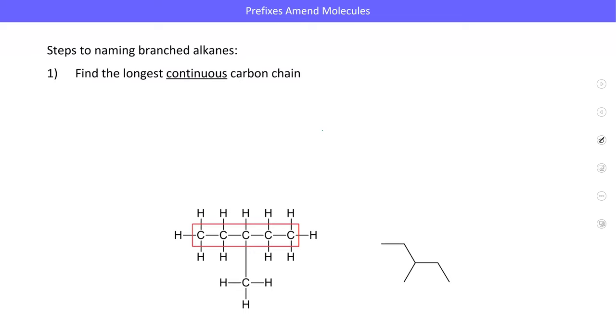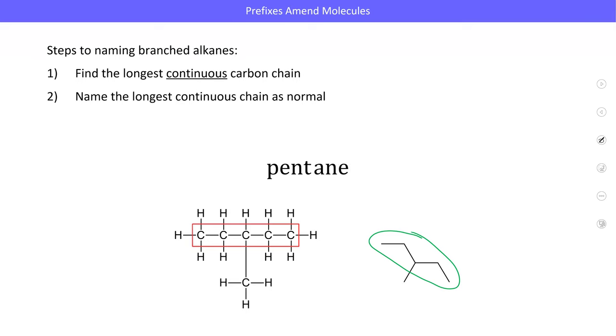All right, so here are our steps for naming branched alkanes. Get your longest continuous carbon chain, just like before. In this case, for this molecule, it's 5 continuous carbons, so it's going to be pent. It's still just all single bonds, so we know it's going to be ane. But if there was another functional group, however we would normally name that parent molecule, name the parent molecule. For now, all we know is ane, so everything's going to end in ane.